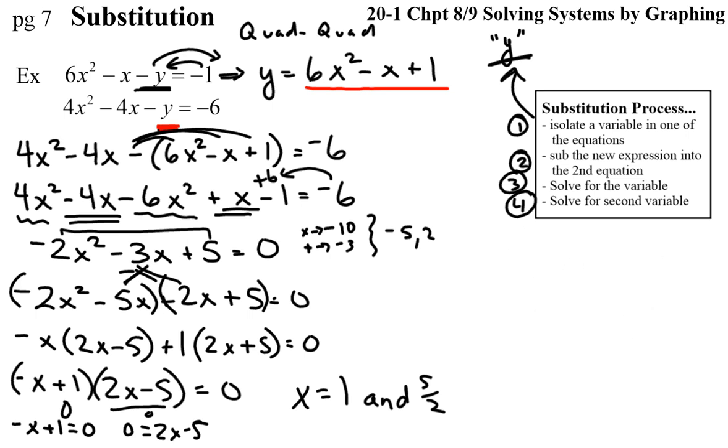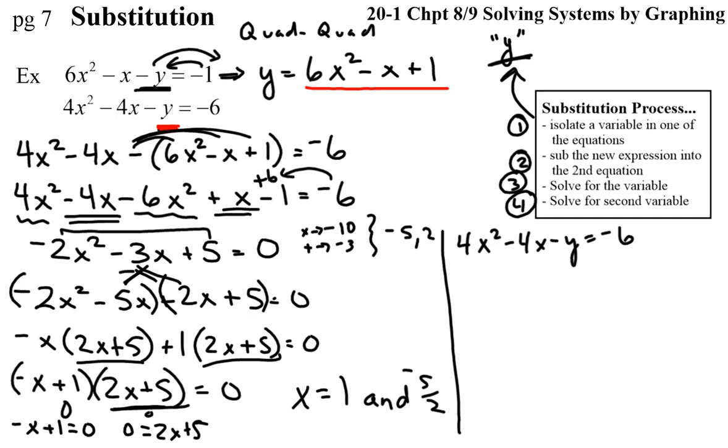So quadratic gets big. Got to think. And now that I have the 1 and the positive 5 halves, oh, my bad, I apologize. I made an error. That should be a positive 5, not a negative, which makes that a negative 5 halves. Sorry, my 2x plus 5 and 2x plus 5. It's not 2x minus 5. Whew, big and ugly, lots of room for errors. So now I have to substitute one of those in. 4x squared minus 4x minus y equals negative 6. Plug in a 1.